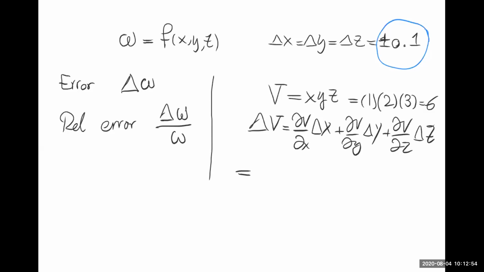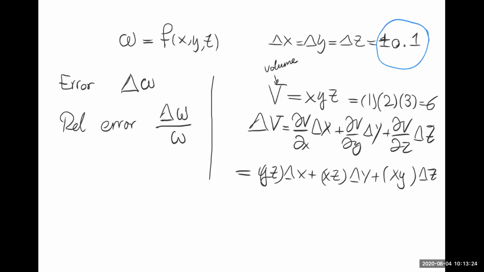So the derivative of V with respect to X is YZ times delta X. Derivative of V, the volume, with respect to Y is XZ. By V, I mean volume, the first letter of volume. Derivative of V with respect to Y is XZ times delta Y. Derivative of V with respect to Z is XY delta Z. Okay, so now it's quite interesting here.